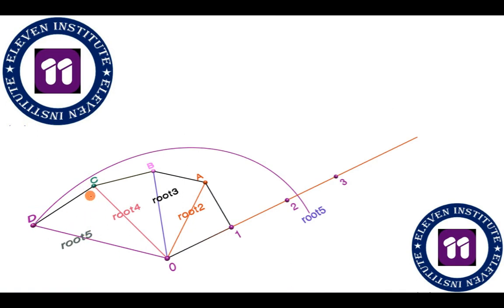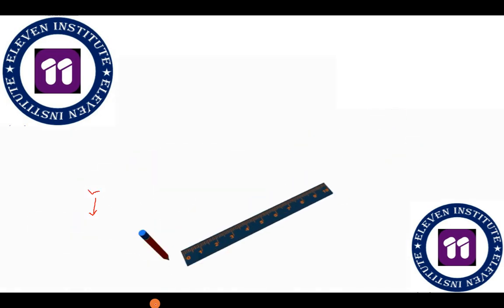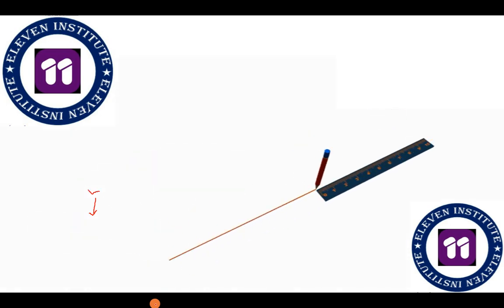So hypotenuse, the side opposite to the 90 degree angle, right? This is 90 degree, and the side opposite to it is the hypotenuse, which is root 5. I hope this is clear to you. I request you to please pause the video, draw this. In case you have any doubt, please rewind. I will move ahead and we will see one more method, a simple method, right?